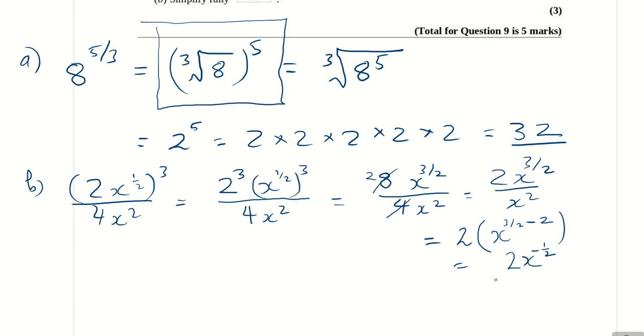Now, we can just leave it like that, or we could write it like this, because of course minus a half means it's the same as 2 over x to the half, which is the same as 2 over the square root of x. So you could write it as 2 over the square root of x, or you could just leave it as 2x to the power minus a half. Both are correct.